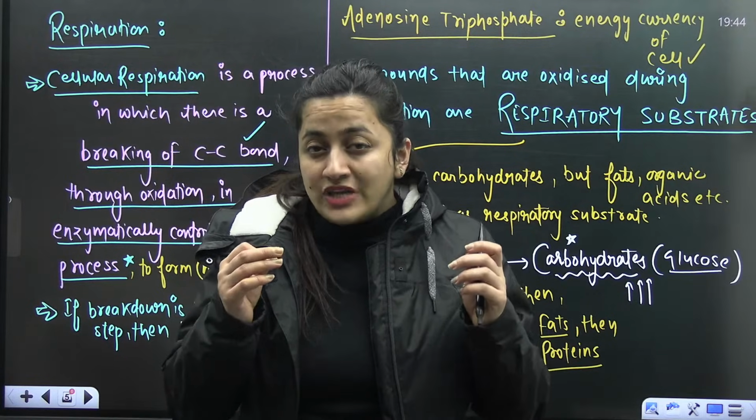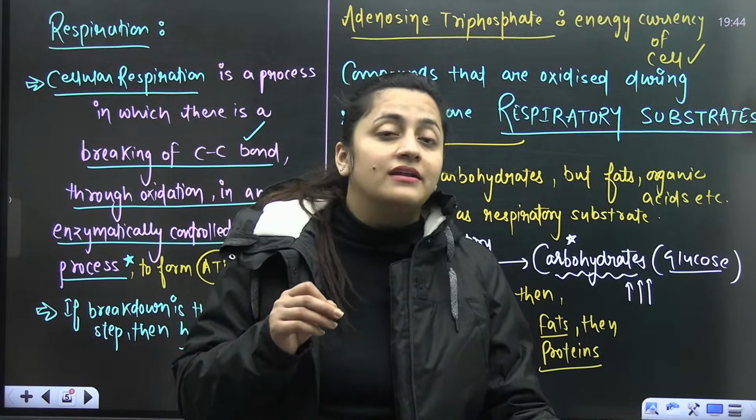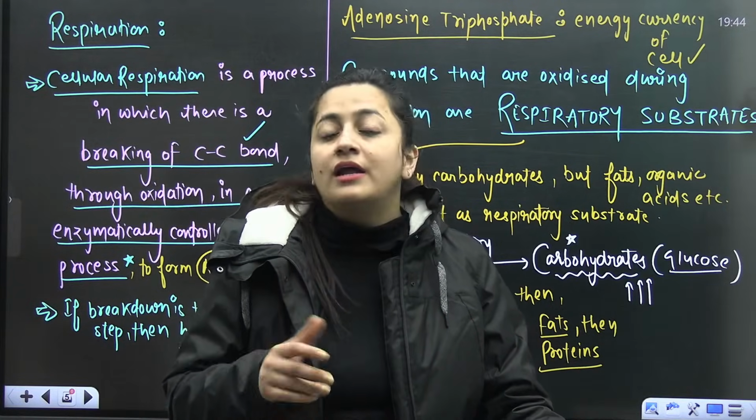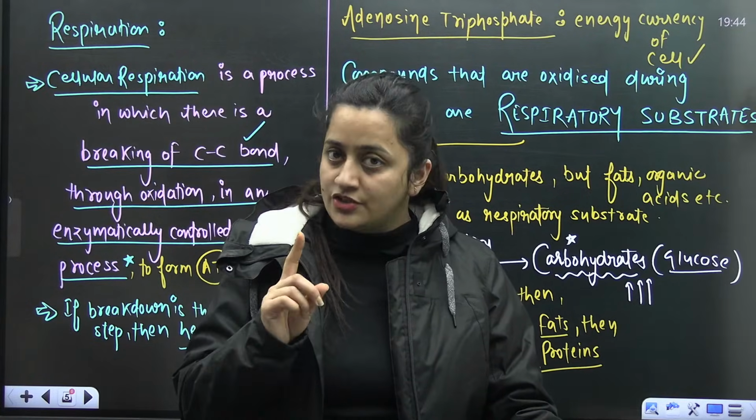If for a few seconds, or I would say even milliseconds, your brain does not get the glucose, does not get the energy, then what will happen? Stroke can occur, paralysis can occur. So we need an energy source which can give us instant energy, number one.